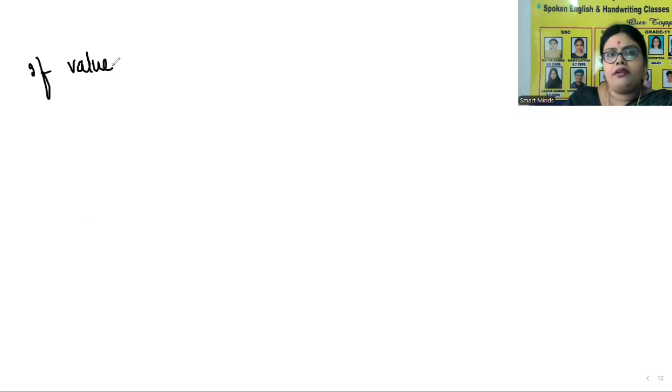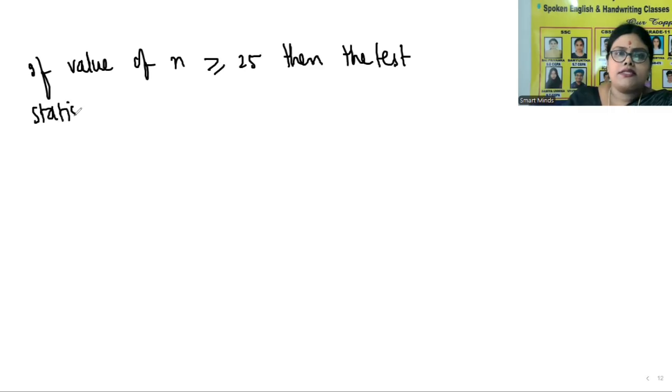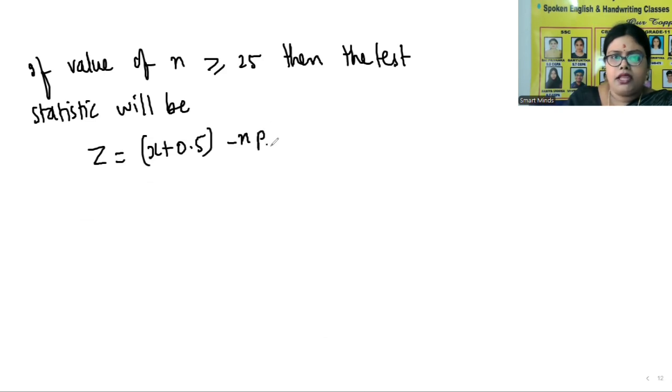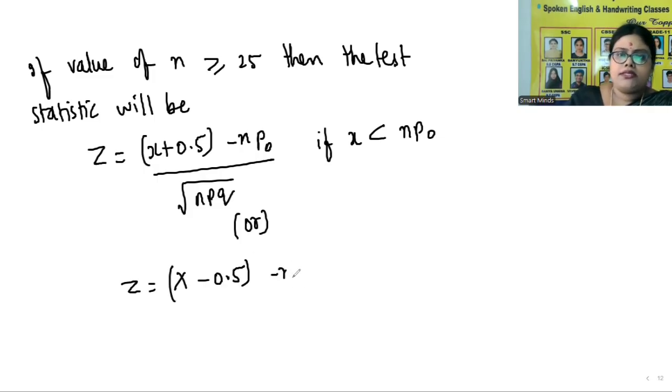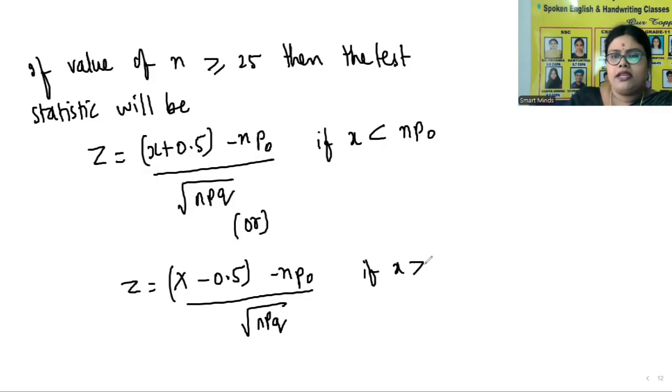Now if the value of n is greater than or equal to 25, then the test statistic will be z is equal to x plus 0.5 minus np naught by root npq if x is less than np naught, or z is equal to x minus 0.5 minus np naught by root over npq if x is greater than np naught. Hence the theorem.